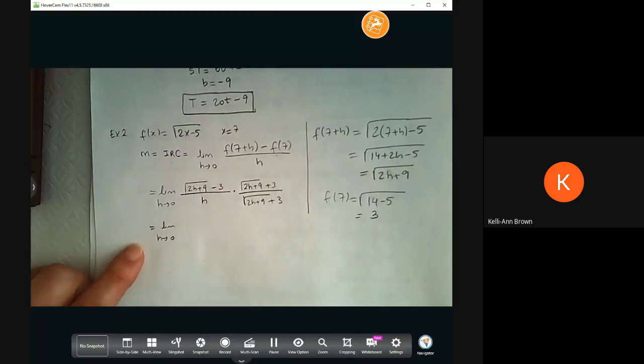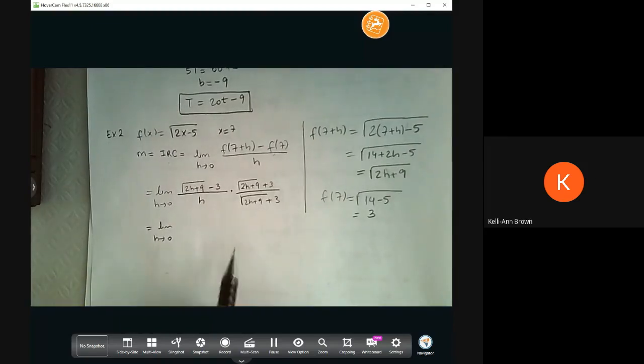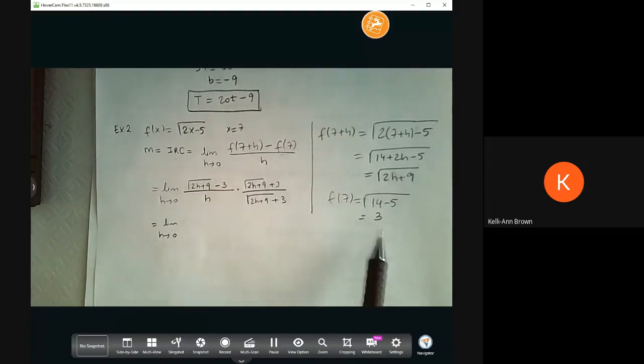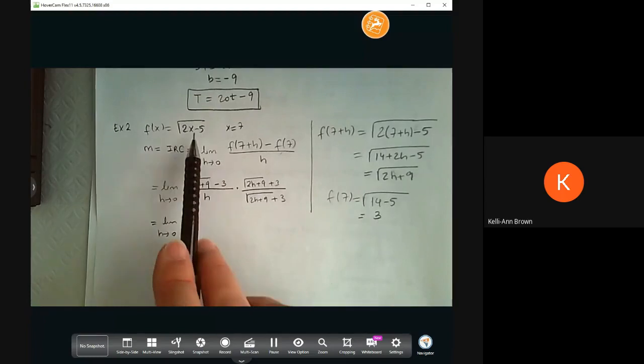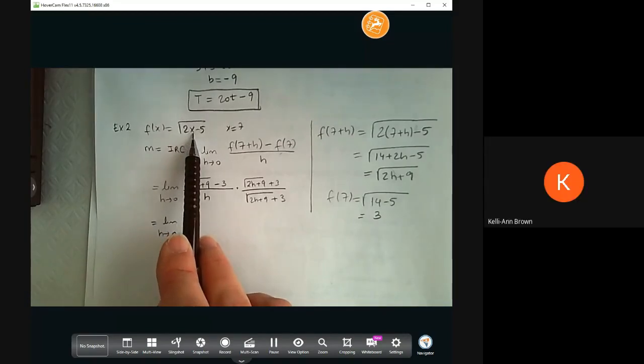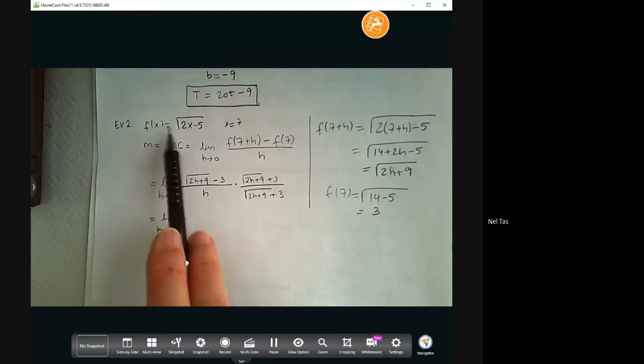Miss Taz, yes. So how did you get 14 minus 7 for f of 7 in the calculation? So I substituted 7 here. Okay, thank you. You're welcome. x is 7, right? So you sub in the f function.